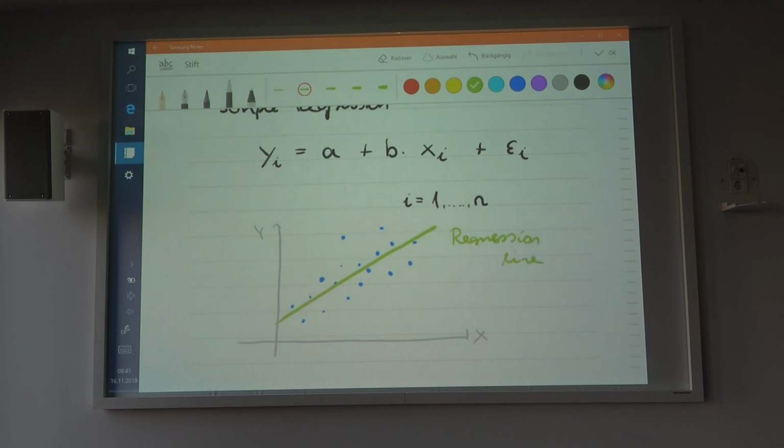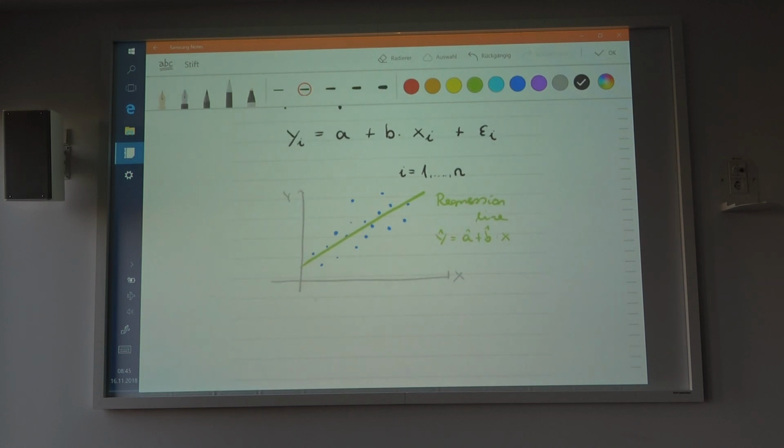Now you want to have an estimator for that. The equation for the regression line will be y hat equals a hat plus b hat times x. And a hat and b hat are the estimators of a and b. So a hat is the estimator of the constant, and b hat is the estimator of the slope.